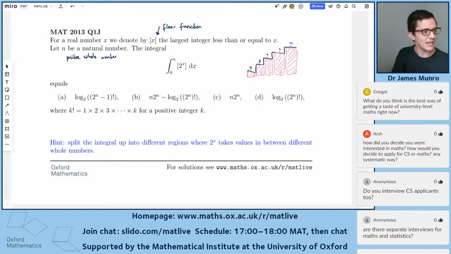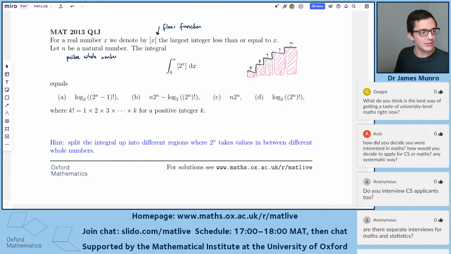I don't interview CS candidates, so that one I'll leave. On separate interviews of maths and statistics, some colleges do separate interviews. Some colleges merge them together and throw in a probability question, to see if you can do a probability question. It's the same skills we're looking for. Maths and statistics has the same first year as the maths degree, so we're looking for the same skills anyway. I don't personally interview CS applicants.